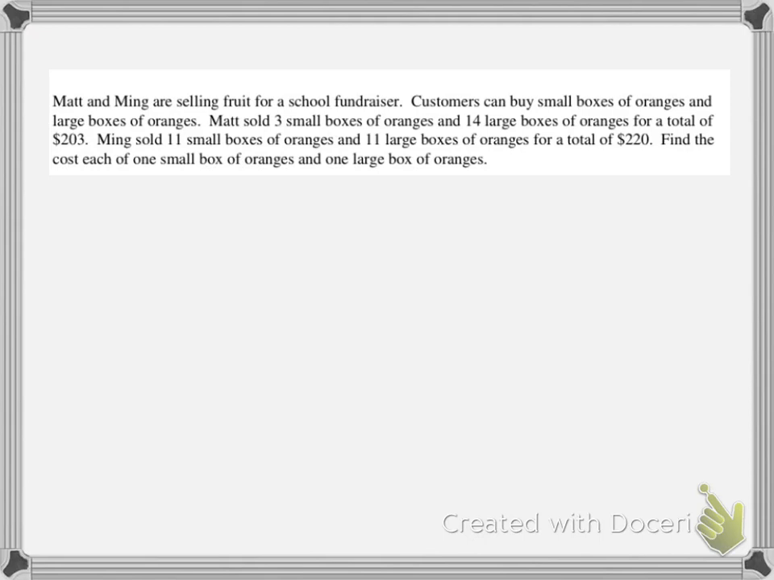Okay, so Matt and Ming are selling fruit at a fundraiser. Customers can buy small boxes of oranges and large boxes of oranges. Matt sold 3 boxes of small, 14 large, for a total of 203. So right there is our first equation: 3 small plus 14 large. I'm going to use a capital L because otherwise it's going to look kind of like a 1. For a total of 203. And then it says Ming sold 11 small, 11 large, for a total of 220. So there's our second equation.